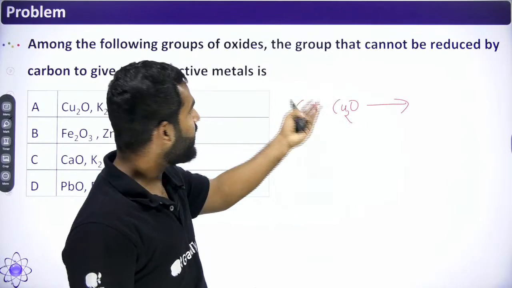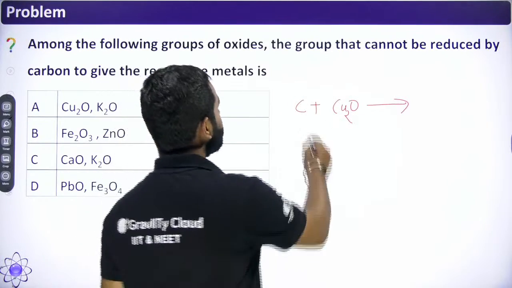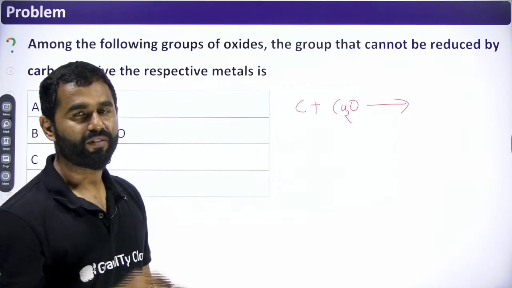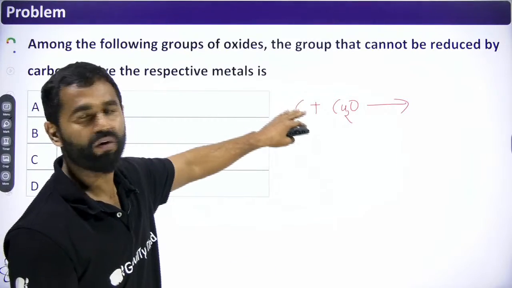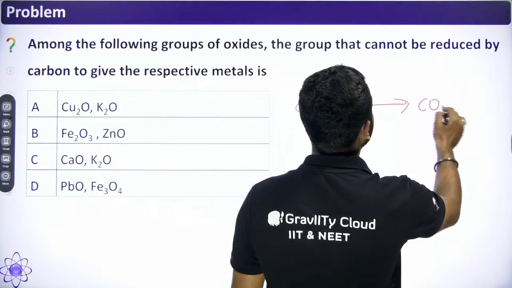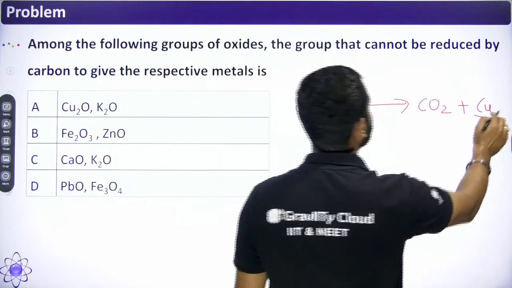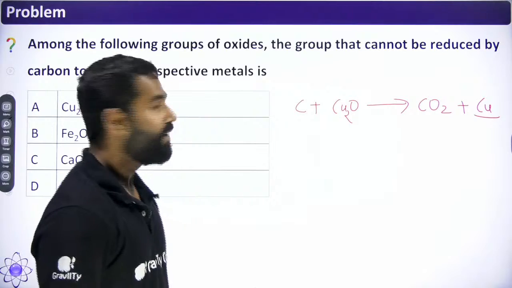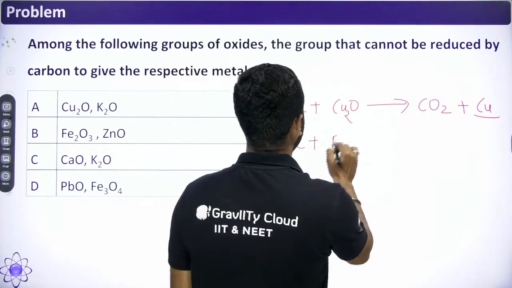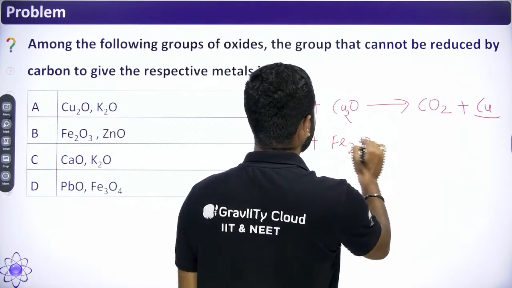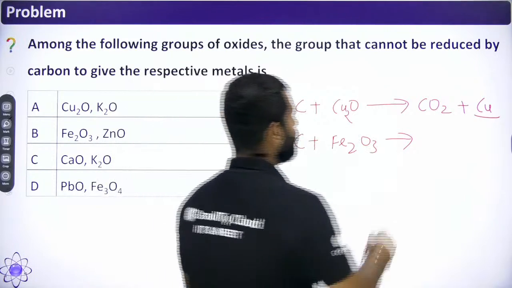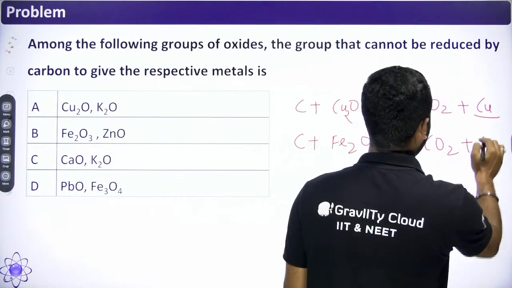If carbon is more reactive than copper, it will replace copper from copper oxide, right? Remember the reactivity of metals, the reactivity series. If carbon is more reactive than copper, it will replace copper from copper oxide and it will form carbon dioxide and copper. Simple, right? Similarly, if carbon is more reactive than iron, now we know carbon is more reactive than iron. So here also carbon will replace iron from iron oxide and it will form carbon dioxide and iron.